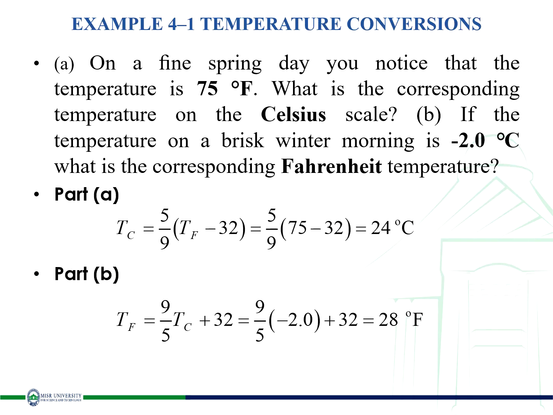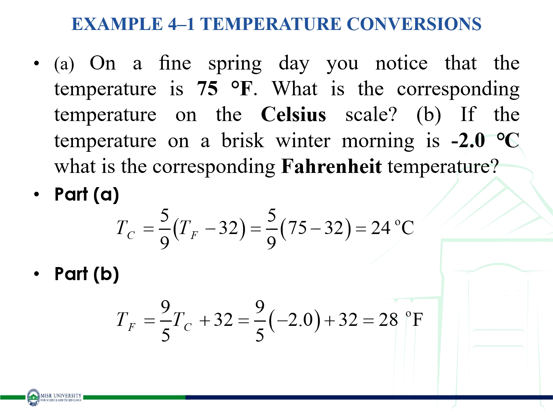Alright class, let's look at example 4-1 on temperature conversions. For part A, we're asked to convert 75 degrees Fahrenheit to Celsius. We use the formula Tc equals 5 divided by 9 times, Tf minus 32. Substituting 75 for Tf, we get Tc equals 5 divided by 9 times, 75 minus 32, which simplifies to 24 degrees Celsius. So, a pleasant 75 degrees Fahrenheit is equivalent to 24 degrees Celsius.